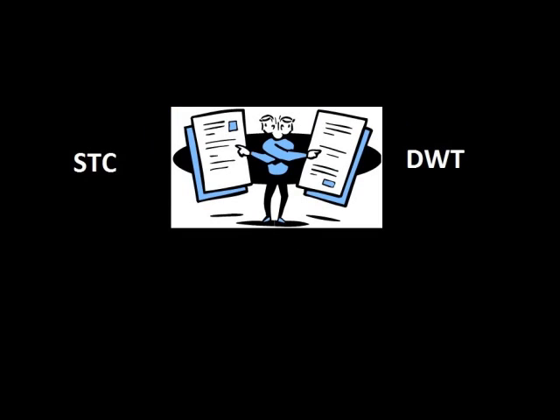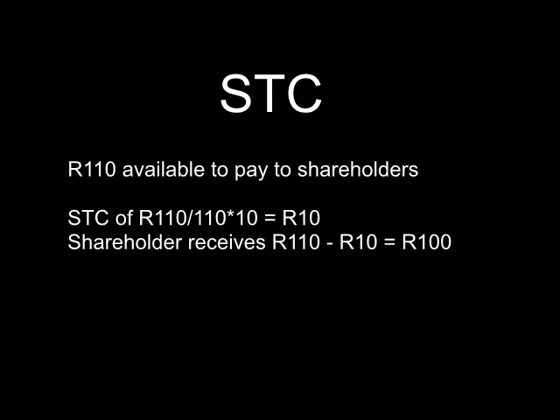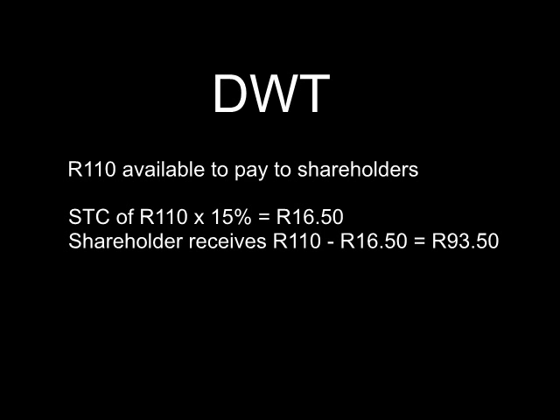The following two examples will illustrate how much Mr. Average Joe will receive into his bank account at the end of the day under STC and DWT. In both examples, the company will have 110 Rand available to pay to its shareholders. Now, what this means for Average Joe under STC is that he would receive 100 Rand. So the 110 Rand the company had available is paid out as 100 Rand to the shareholder and 10 Rand as STC.